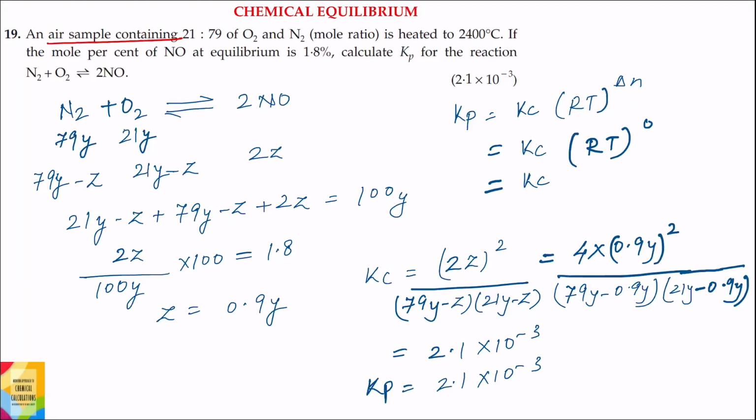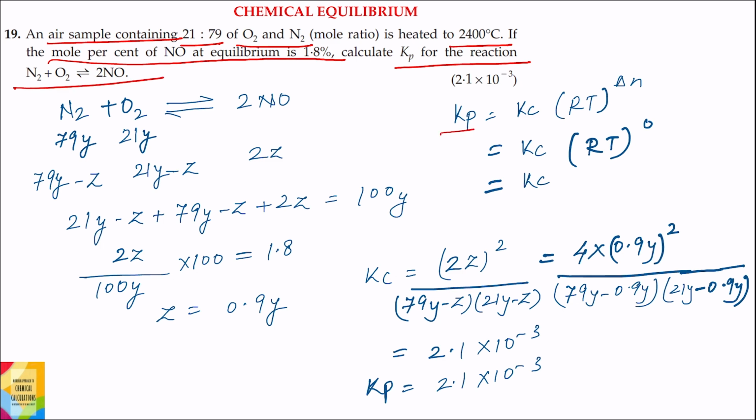An air sample has oxygen and nitrogen in a mole ratio of 21:79. This is heated to 2400 degrees centigrade. If the mole percent of NO at equilibrium is 1.8%, calculate Kp for the reaction N2 plus O2 forming 2NO.